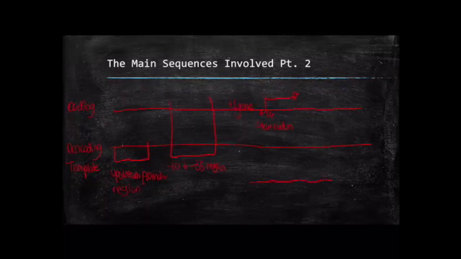Down here is actually going to be our RNA sequence strand. And then right here is our 5' UTR region, which contains that Shine-Dalgarno sequence.